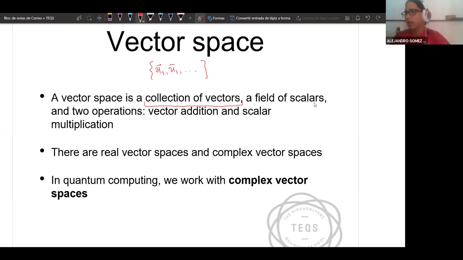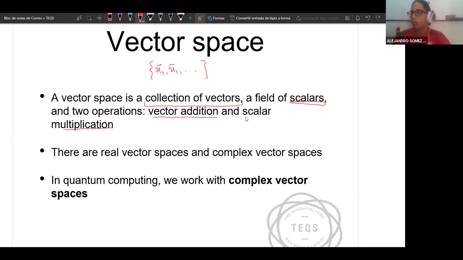The other part is a field of scalars. We need a set from which we take the scalars, from which we take the numbers. It can be, for example, the real numbers or the complex numbers. And we need two operations, the vector addition, which we mentioned above, and the scalar multiplication. It's important to mention that linearity is given in terms of the addition and the scalar multiplication. Those are the most important concepts of linearity. The definition comes from those operations.